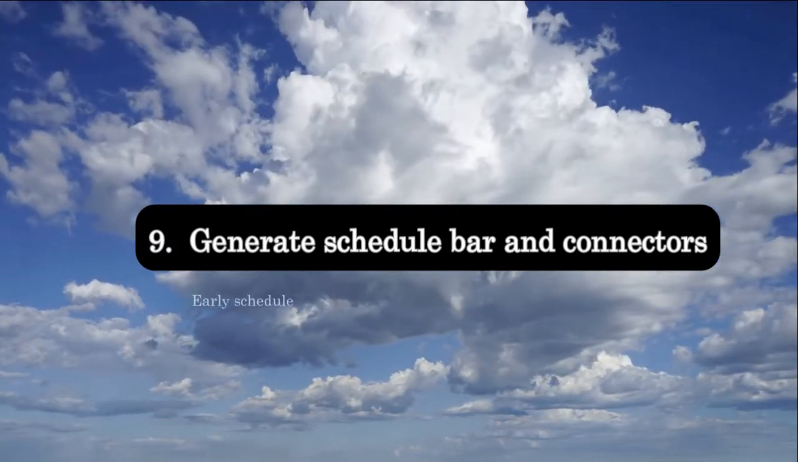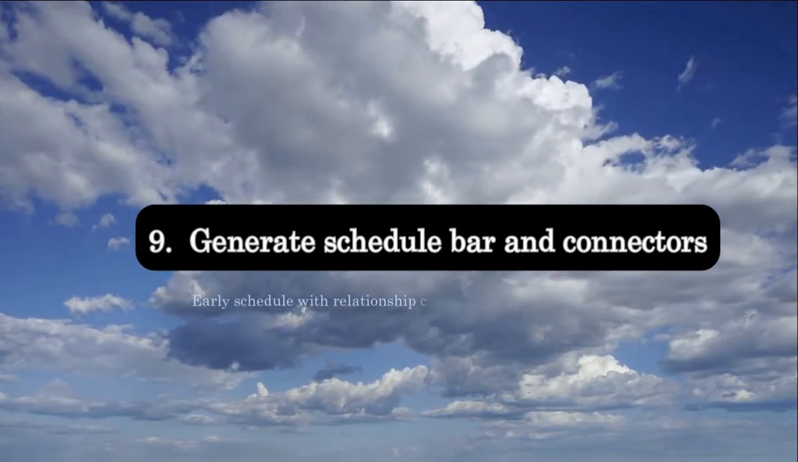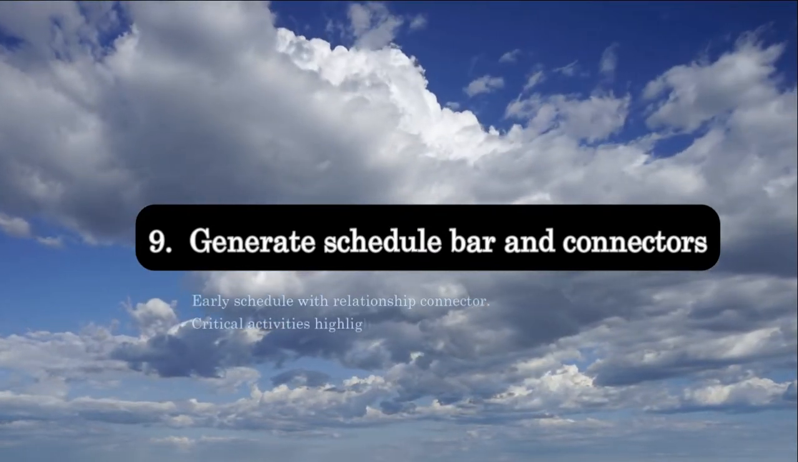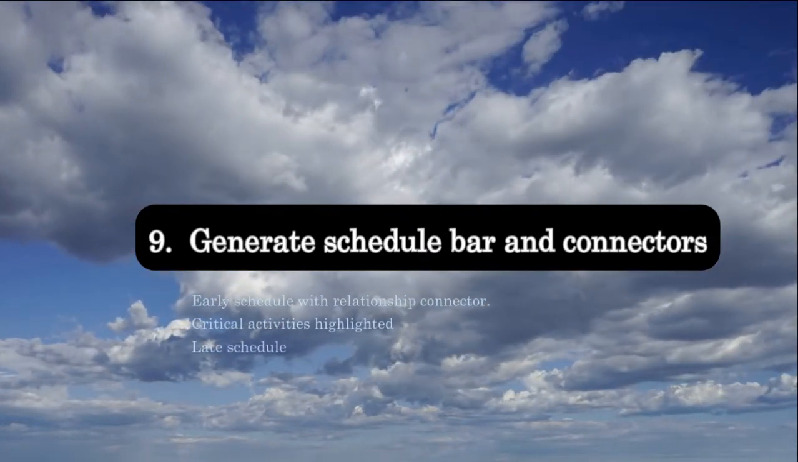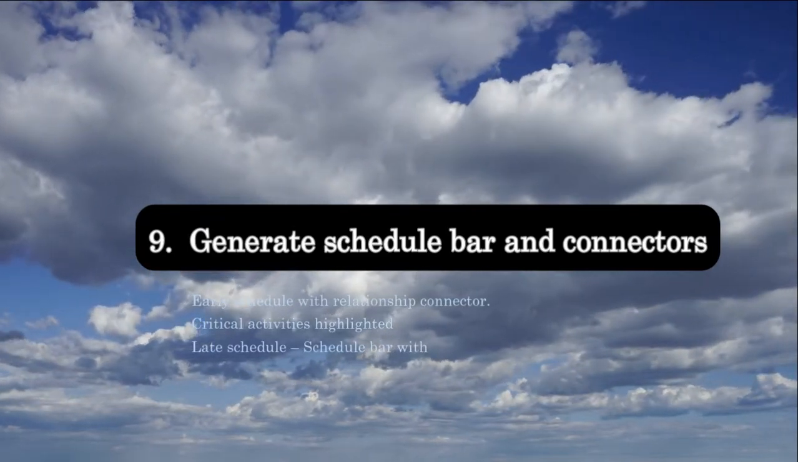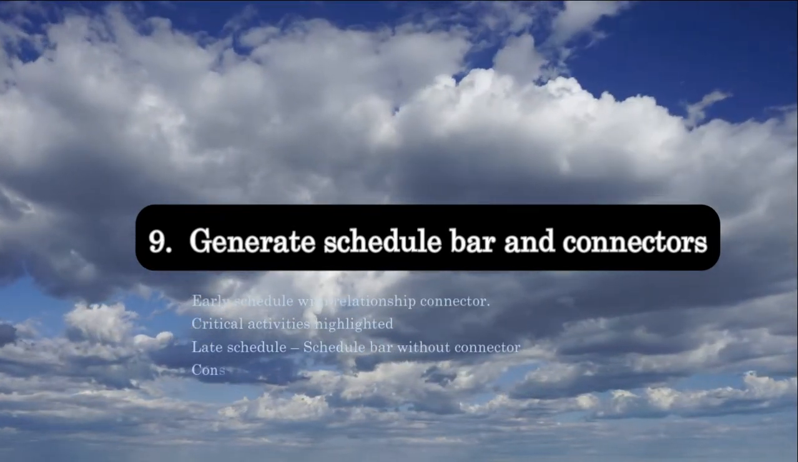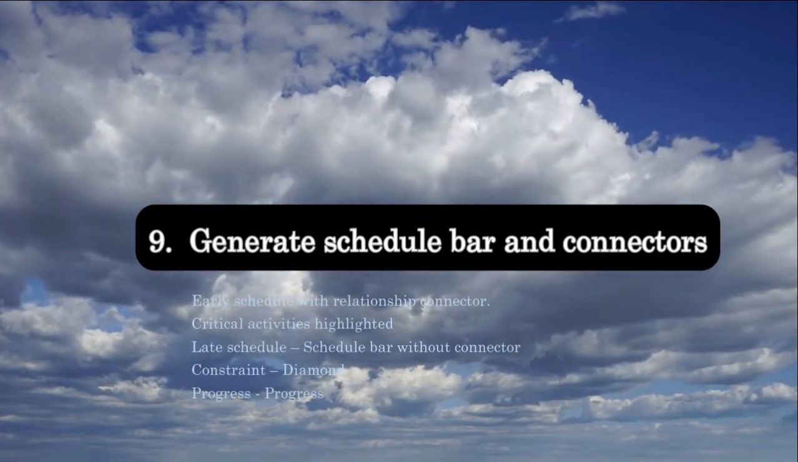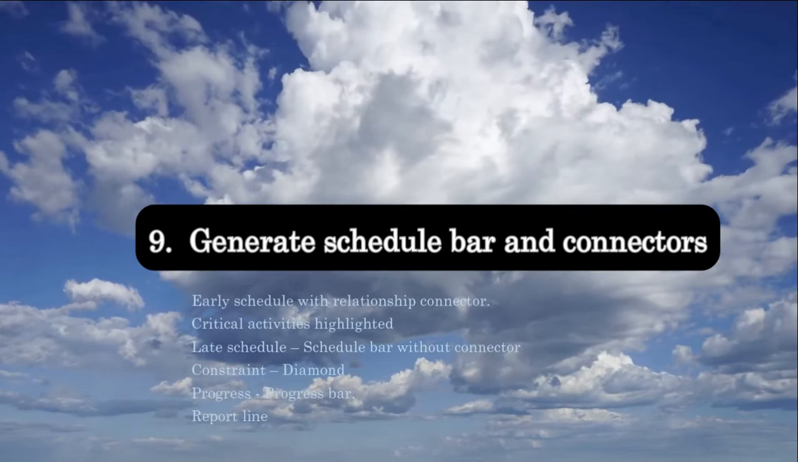Section 9 discusses how to create schedule bars and relationship connectors. Early schedule with relationship connector. Critical activities highlighted. Late schedule, schedule bar without connector. Constraint, diamond. Progress, progress bar. Report line.